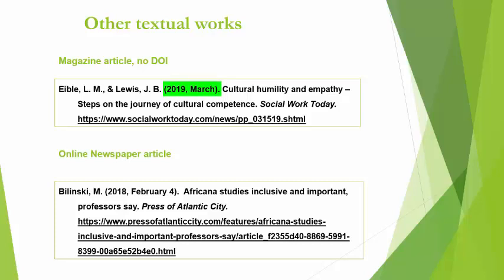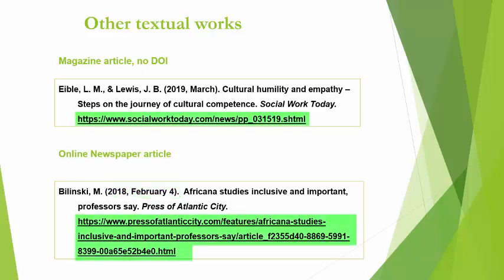Since magazines come out often on a monthly basis, you could include the month, or if there is an actual date included, you could include the date as well. If you have an online newspaper article, it follows much the same format. In this case, you'll see not just the month of publication, but the day of publication. In both of these cases, you'll see that URLs have been included since these are online available articles, or if this is a print version, just include page numbers in their place.